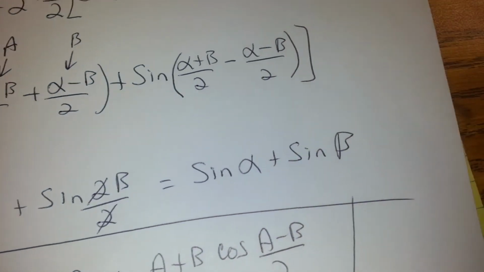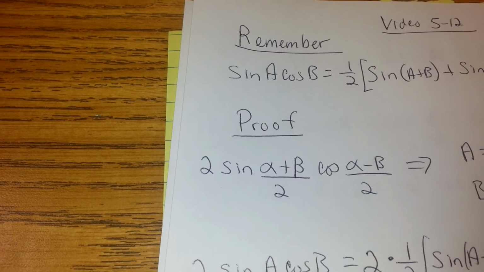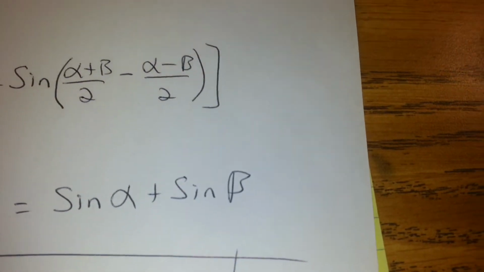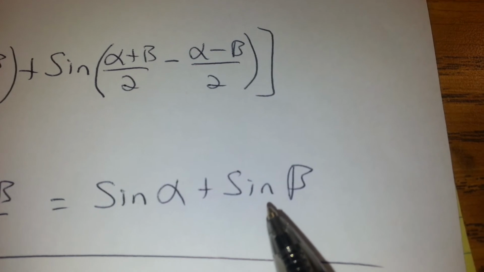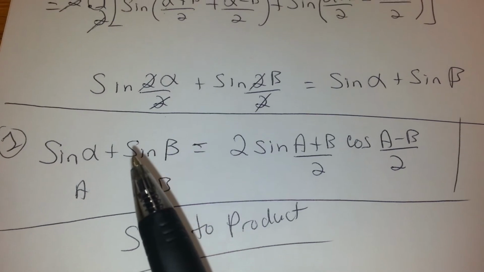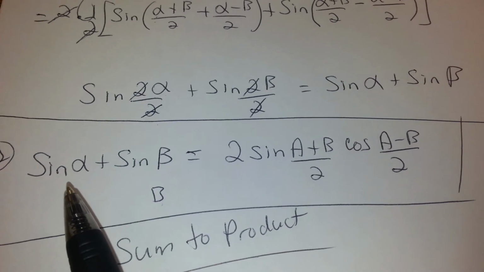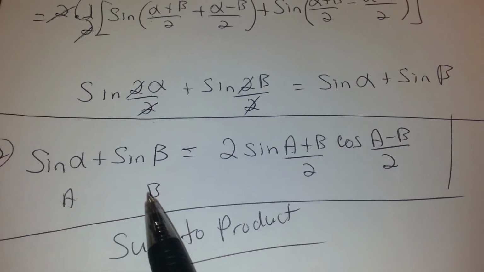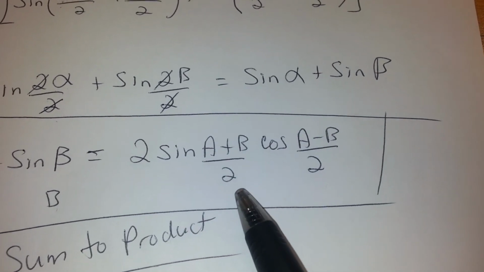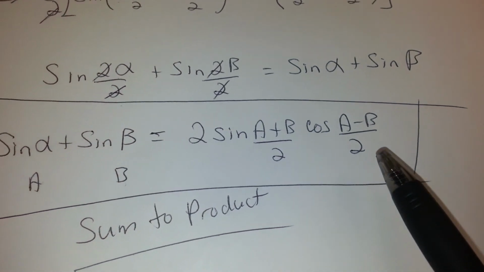So I just basically showed you that 2 sine of (alpha plus beta)/2 cosine of (alpha minus beta)/2 equals this right here, sine of alpha plus sine of beta. That's our first rule. Here we have it, of sum to product, not product to sum, but sum to product. Rule number 1: sine of alpha plus sine of beta, or sine A plus sine B, equals 2 sine of (A plus B)/2 cosine of (A minus B)/2. So that's our first rule.